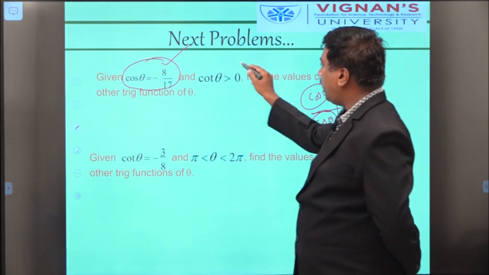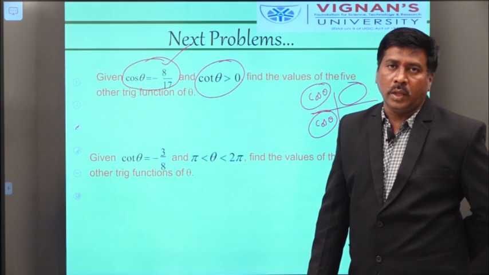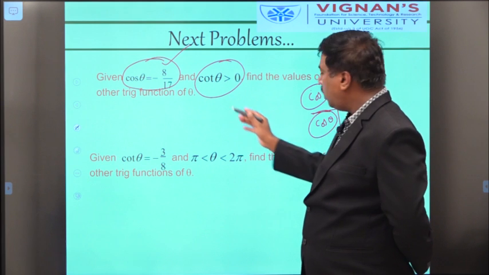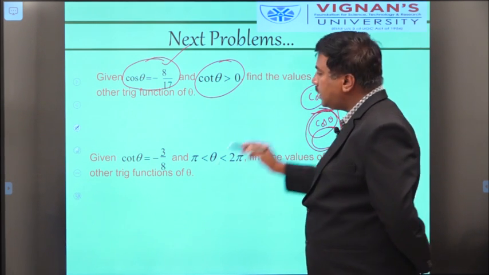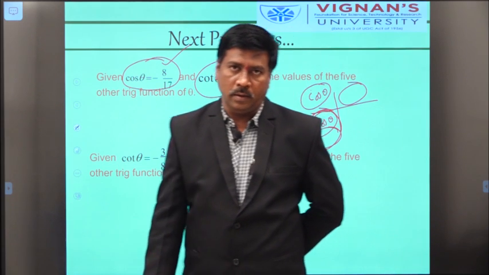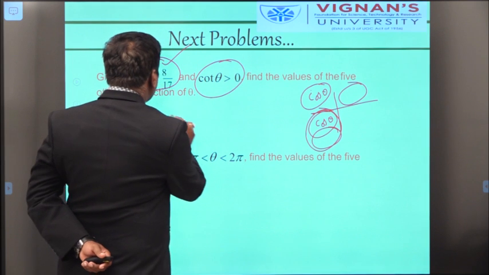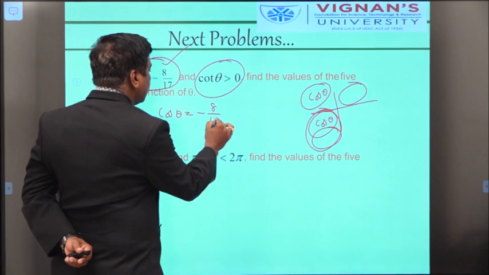Again, the condition given is that the cot theta value is greater than 0. Where is the cot theta value greater than 0? In the third quadrant. Therefore, here the theta value lies in the third quadrant of the coordinate plane. So tan and cot are positive, because this is cos theta equal to minus 8 by 17.